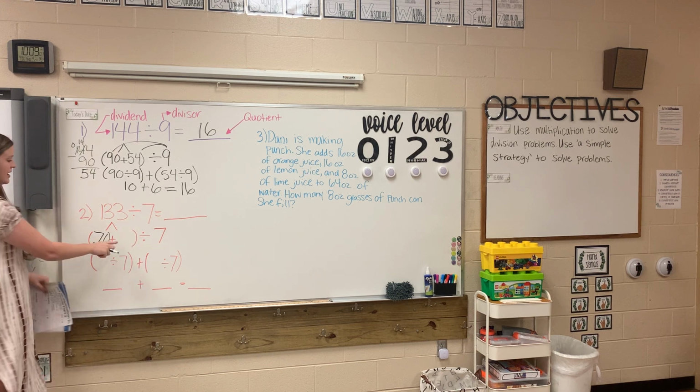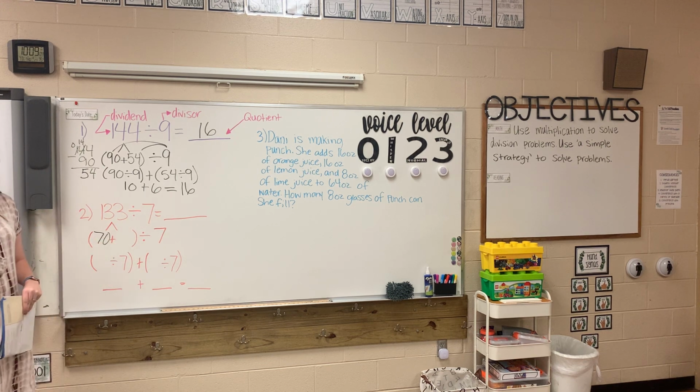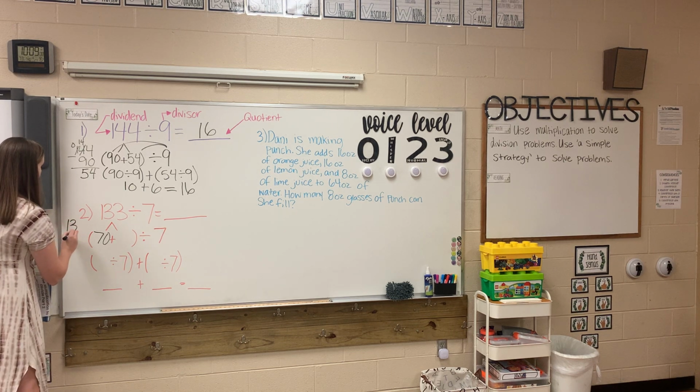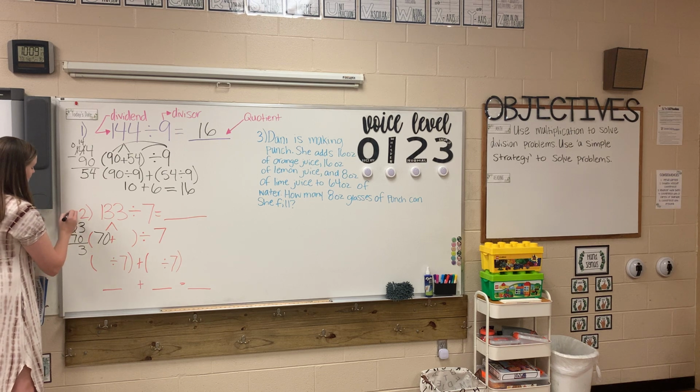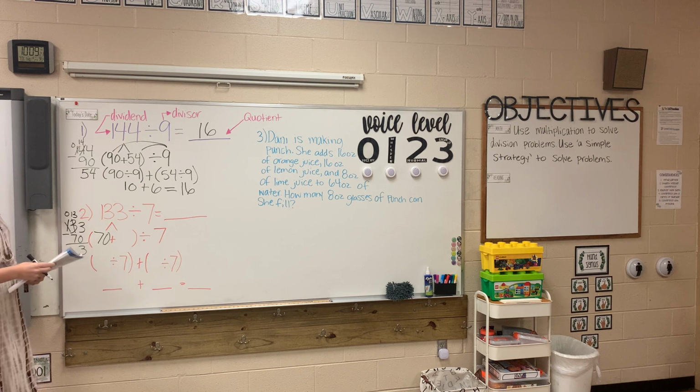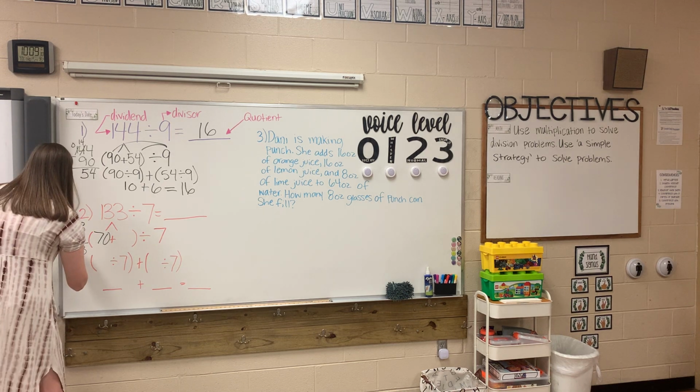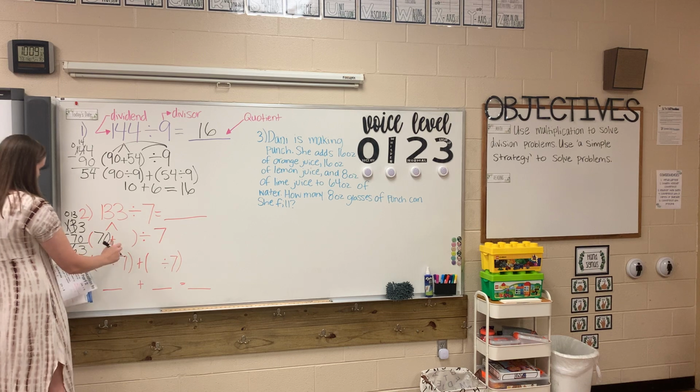How do I find out what number I put right here? Right, 133 minus 70. 3 minus 0. 3 minus 7 can't do. We make our 3 a 13 and our 1 a 0. So 13 minus 7 is what, boys and girls? Great job. 6.